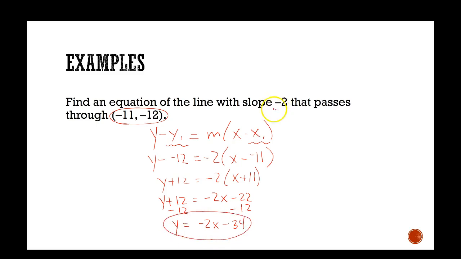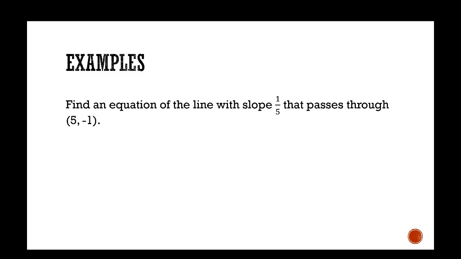So notice the slope did not change. The number in front of the x, that coefficient, is the slope. The -2's match, and they should continue to match. All right, let's look at another.